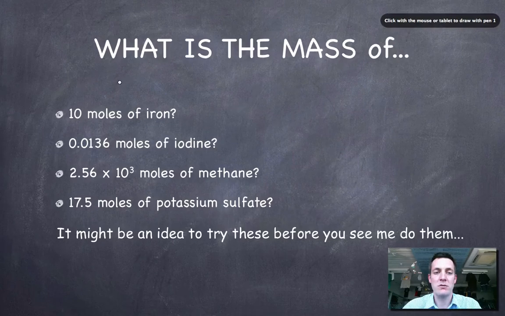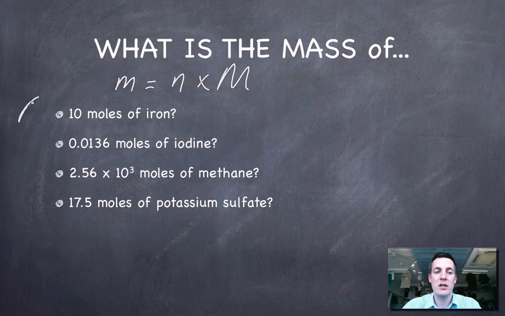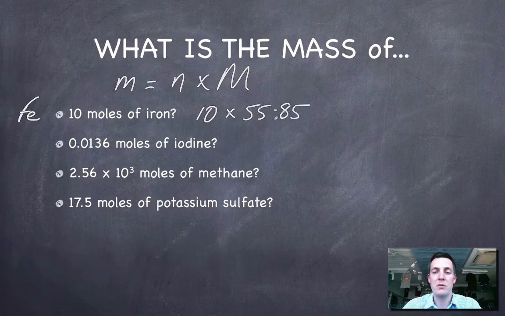What is the mass of? Remember, this is mass equals, and then that will be number of moles times the molar mass, or the formula mass. What's the formula of iron? It's Fe. If I've got 10 moles of it, then n is 10. Multiply it by 55.85. I've got a bit of a problem here because I've got different numbers of significant figures and I'm multiplying two numbers together. So I've got to use the fewest number of significant figures in my answer.